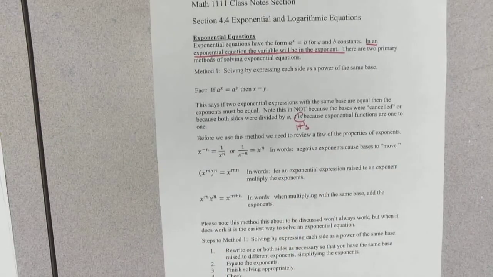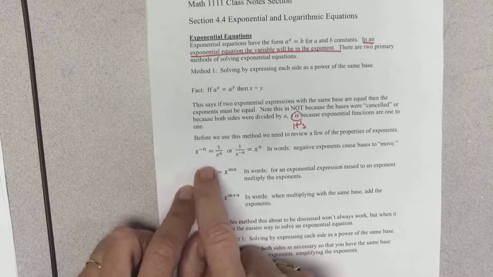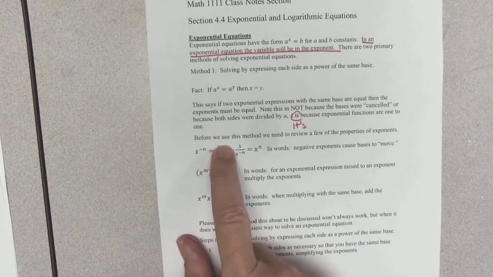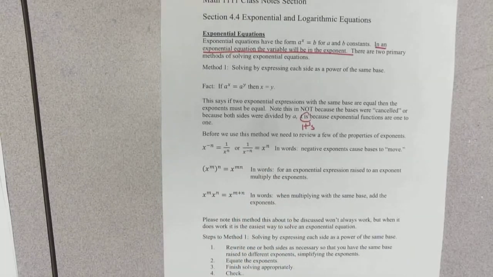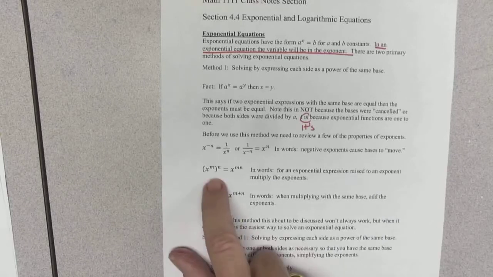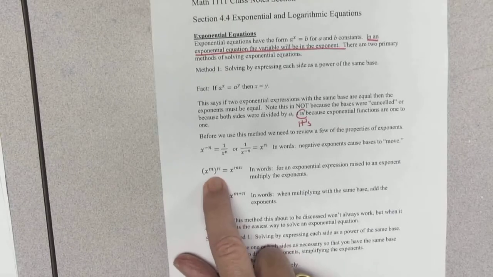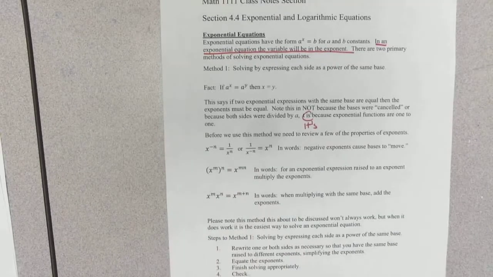Before we can use this method, let's just review a few of our properties of exponents. X to the negative n equals 1 over x to the n, or 1 over x to the negative n equals x to the n. In words, negative exponents cause bases to move. X to the m, raised to the n, is x to the mn. For an exponential expression raised to an exponent, multiply the exponents. And our last rule that we'll review today, x to the m times x to the n is x to the m plus n. In words, when multiplying with the same base, add the exponents.